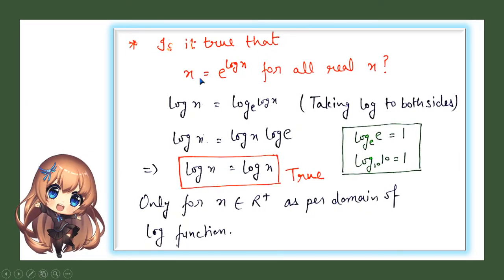Now, is it true that x is equal to e power log x for all real x? Taking log to both sides and then applying the property of log, wherever we have log a power b it becomes b log a. So we apply that property: log x is equal to, this power will come here, log x log e. Now the value of log e is 1. So it means log x equal to log x, this is true, but only for those x which belong to R plus as per the domain of log function.